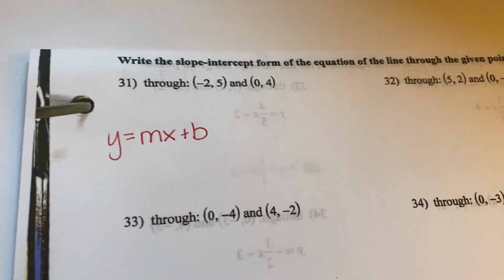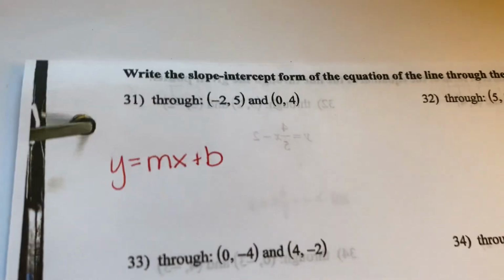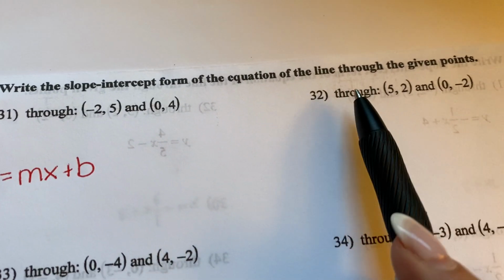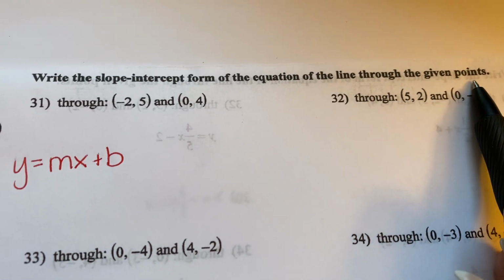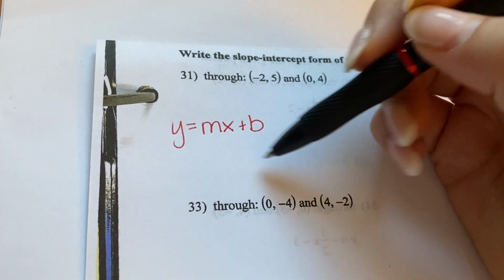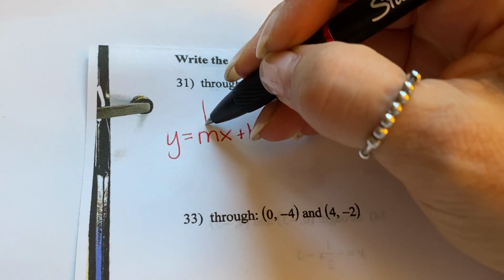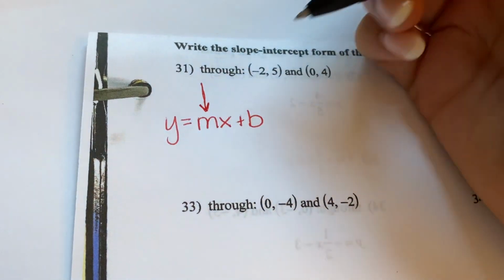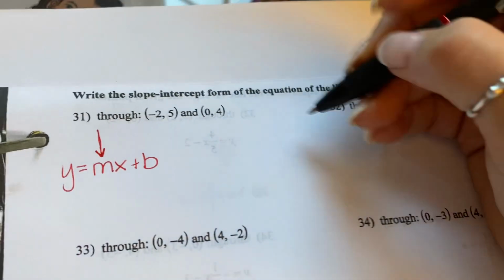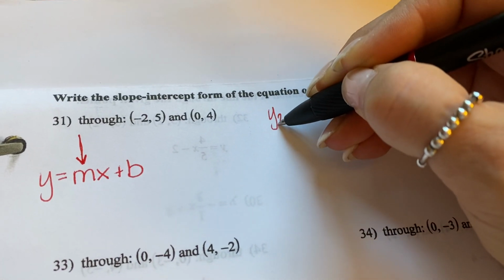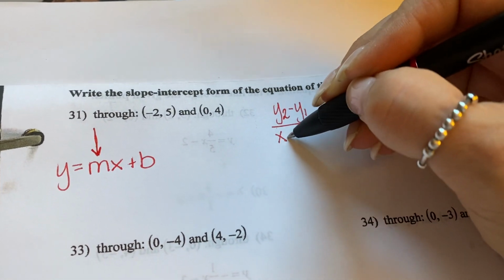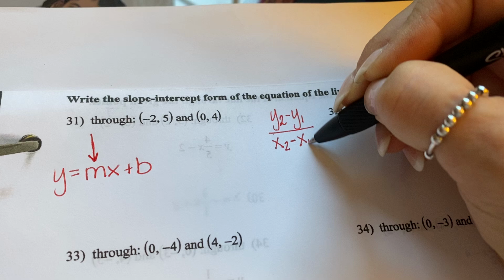Right. So in your homework, we talk about writing the slope-intercept form of the equation of the line that's given through 2 points. So remembering that this is slope-intercept form, m is your slope. We find the slope by using this formula, y sub 2 minus y sub 1 over x sub 2 minus x sub 1.